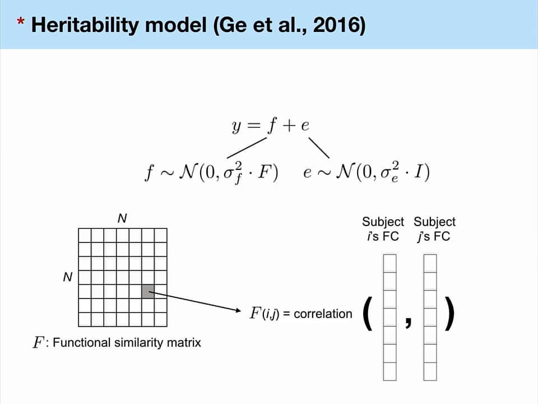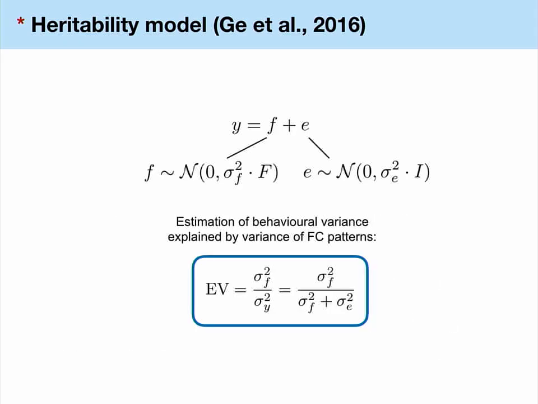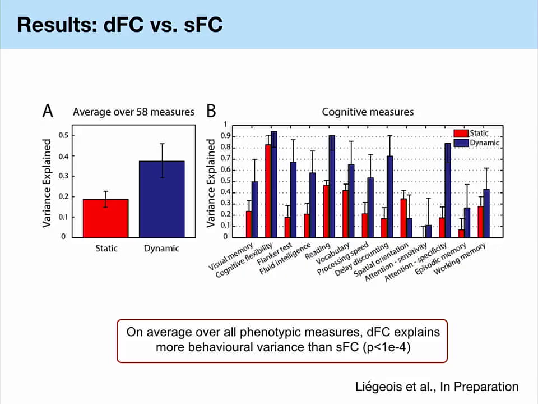And then we end up with this quantity of interest, which encodes the amount of inter-subject behavioral variability that can be explained by inter-subject variability of functional connectivity patterns. So we do this using, as I said, static and dynamic markers of functional connectivity, and this is what we get when we apply this to all the subjects.